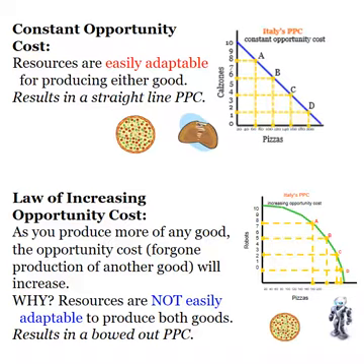When you're drawing a PPC with constant opportunity cost, it's very important that it is a straight line. For your notes, you don't need to draw the numbers, but make sure that you have two goods labeled that are similar on your axes, and that the line is very straight. That's important. The next type is increasing opportunity cost.